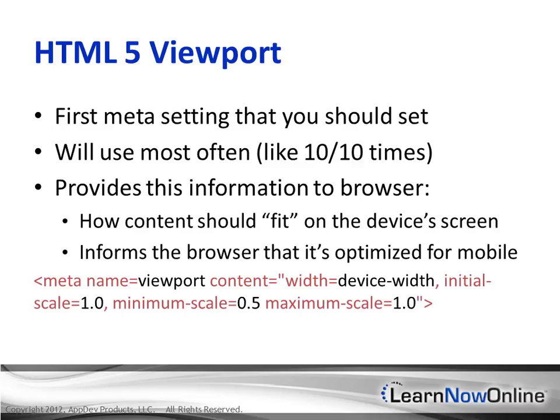The next couple properties, like the initial scale, is set to 1.0, and your minimum scale is half, and your maximum scale is 1. So if there is any pinch and zooming going on, it's going to be very minimal, but there may be something else desirable. Maybe you want the scale always to be at 1. It all depends on what kind of experience you're trying to give the end user and what you're actually showing on the screen. So this is just an example of using the HTML5 viewport meta tag.